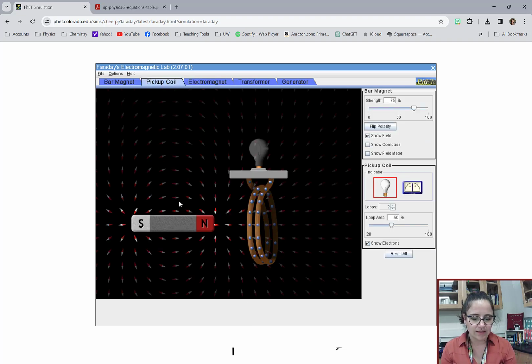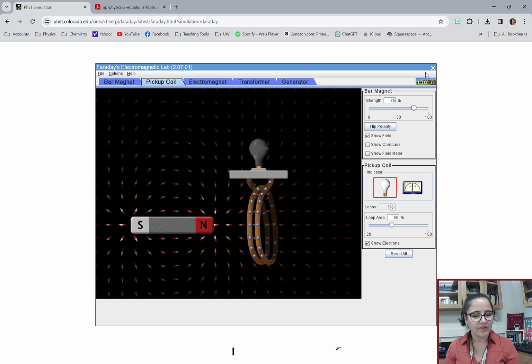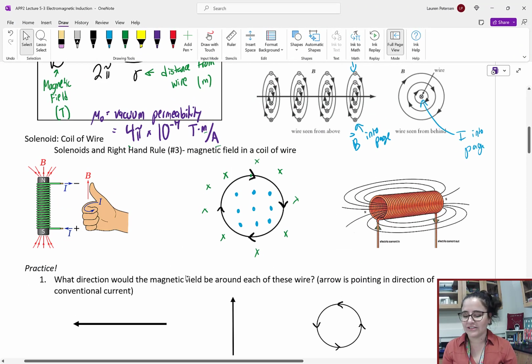We also know that moving magnetic fields can create current. So let's do some practice.